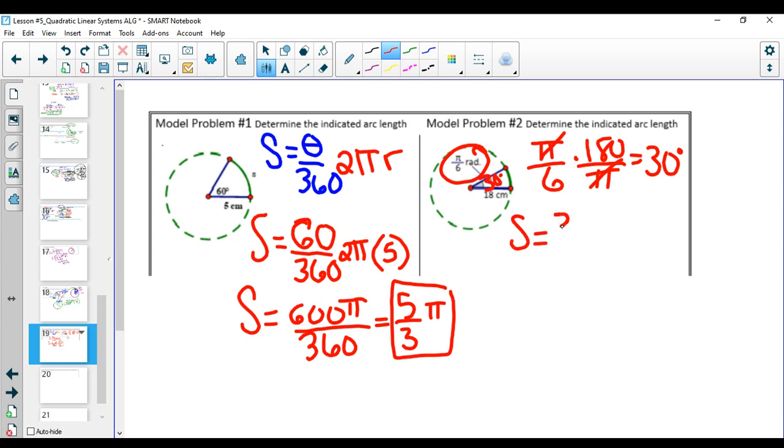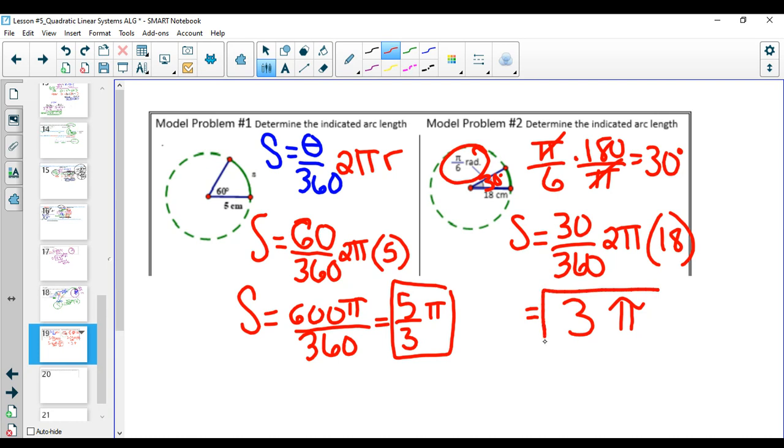The formula again is the angle over the full circle 360, times the circumference 2 pi r, where r is 18. Plug it all in the calculator. Usually they want it in terms of pi if they don't specify. Okay, so do not put pi in the calculator. Put in everything except pi, and you should get a 3. So your answer is 3 pi in this case. They're both centimeters, so the answer is in centimeters. And of course, you could get a decimal if they asked you for the nearest tenth. You would do 3 times pi and get a decimal.